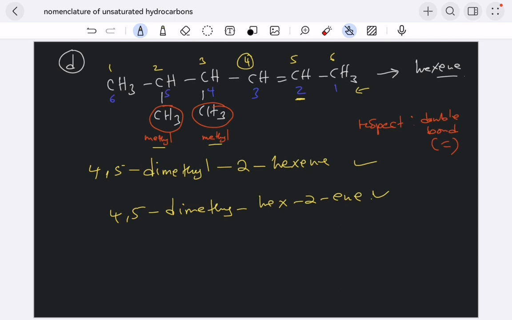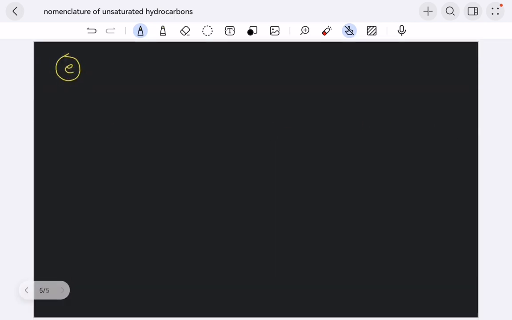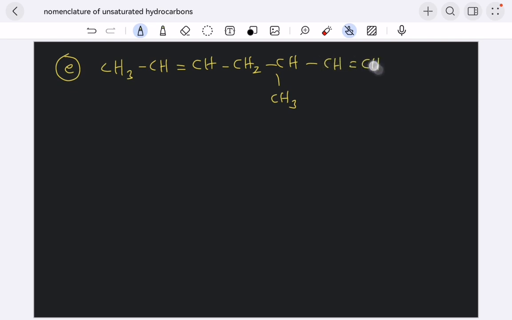Let's look at another example. We're going to call it E. So maybe in a case where we have CH3, CH, and there's a double bond, CH, and CH2, CH, we have a CH3 here, then CH, CH, CH here. Let's try and put CH, then CH2.